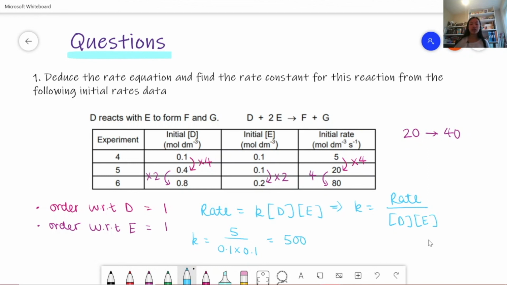And now we have to work out the units. The rate is measured in moles per decimetre cubed per second, and both of these concentrations are measured in moles per decimetre cubed. And now we can start cancelling stuff out. I can cancel this moles per decimetre cubed out with one of these. And so we're left with seconds to the -1, and then moles to the -1, and decimetres cubed. So that's our answer.